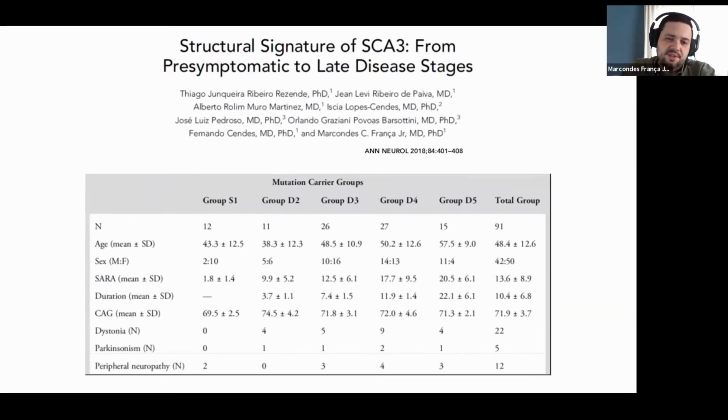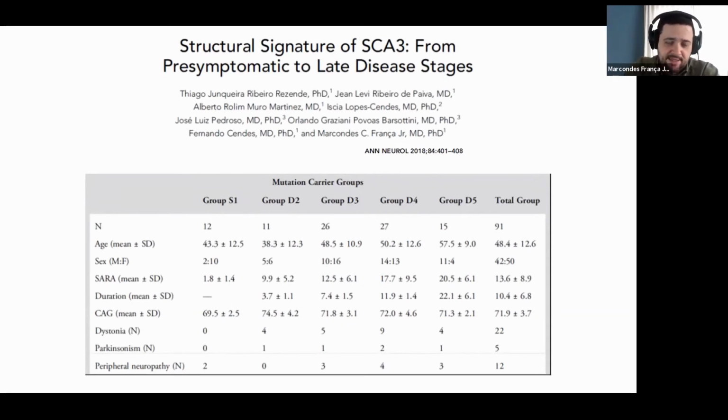The first one, this S1 group, included 12 subjects that were pre-ataxic carriers. Then we stratified the remaining patients, those with ataxia already clinically evident, into 4 different groups. These groups were defined according to the disease duration. Group D2, up to 5 years of disease duration, group D3, from 5 to 10, D4 from 10 to 15, and group D5 with disease duration longer than 15 years.